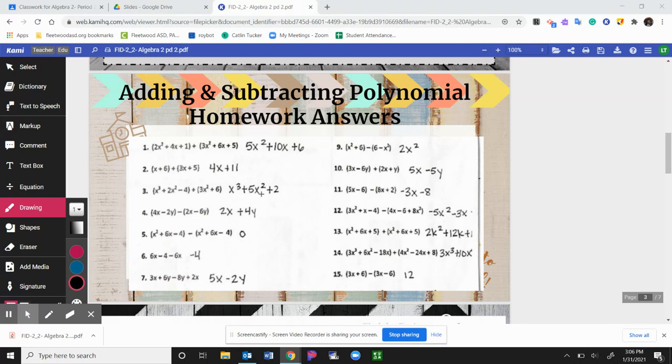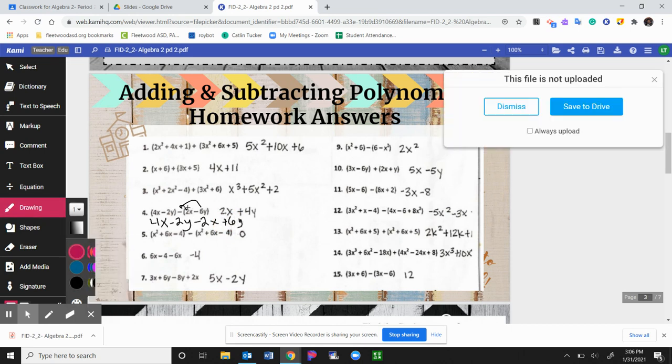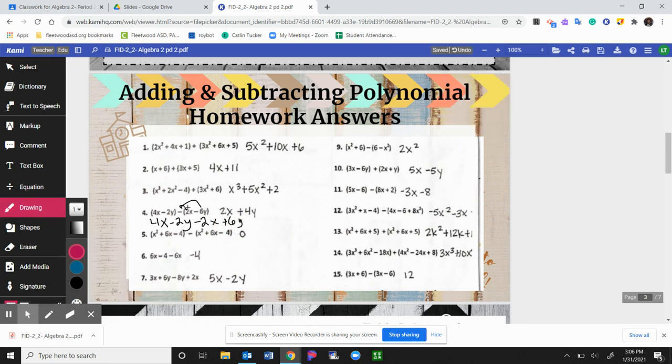Okay, so here are your answers, guys, to the homework. Just remember, if there's a subtraction sign, you really needed to distribute that in. Okay, so this is really a 4x minus 2y minus a 2x plus a 6y. Then you can go and combine your like terms. You have your 4x minus your 2x giving 2x, and then you have a negative 2y and a positive 6y giving you a 4y. So pause there, check your work.